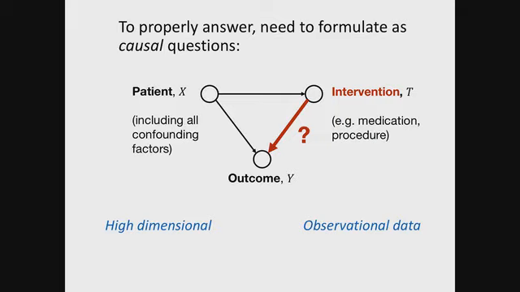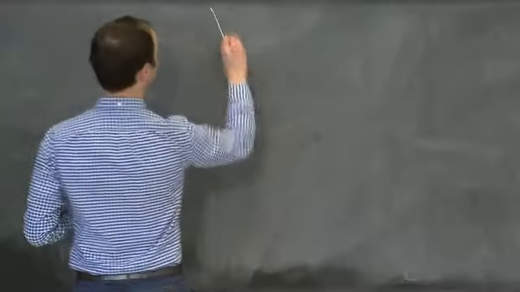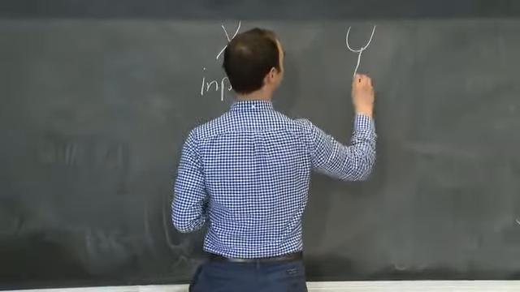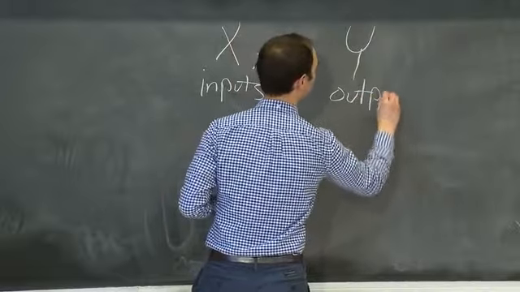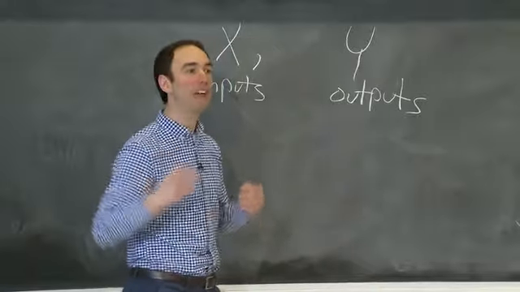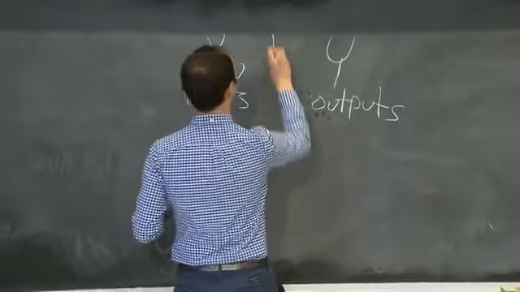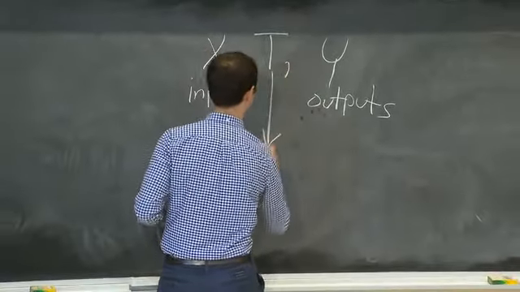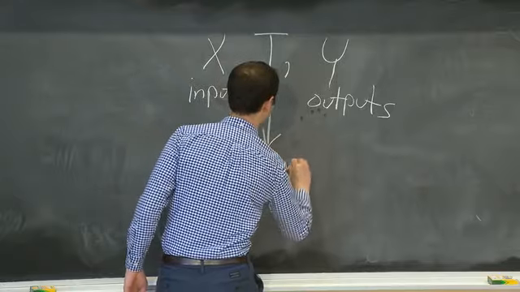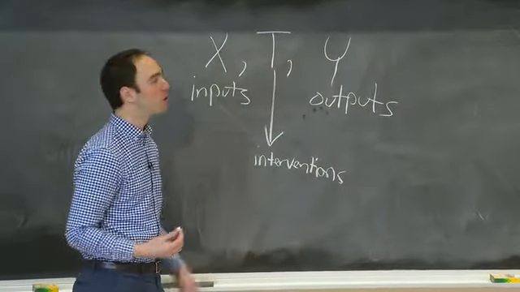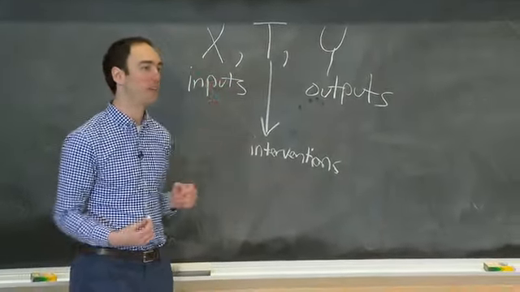So to properly answer all of these questions, one needs to be thinking in terms of causal graphs. So rather than the traditional setup in machine learning where you just have inputs and outputs, now we need to have triplets. Rather than having inputs and outputs, we need to be thinking of inputs, interventions, and outcomes or outputs. So we now need to be having three quantities in mind.